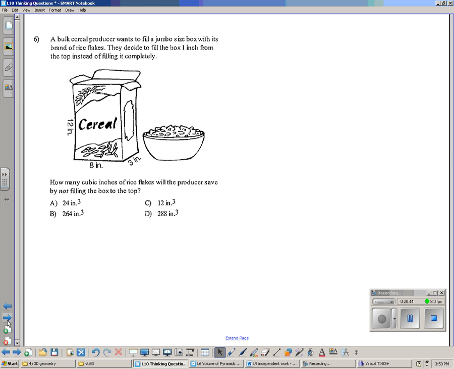So a bulk cereal producer wants to fill a jumbo-sized box with this brand of rice flakes. They decide to fill the box 1 inch from the top instead of filling it completely. So they will fill up not 12 inches, but 11 inches. So this blue region here will be filled with cereal. And then this top part, which I'll outline in red, will be completely empty airspace. It'll just be air. Okay?